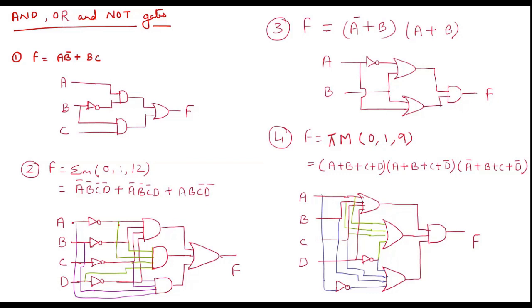So you can see A complement I have taken from here, B complement from here, C complement from here, but D is not the complement, so I have taken it from the back of the NOT gate. So this is giving me the second min term.